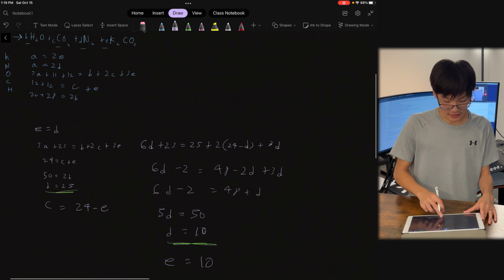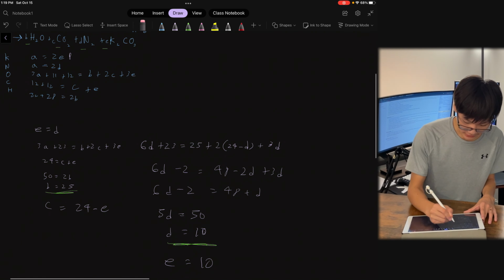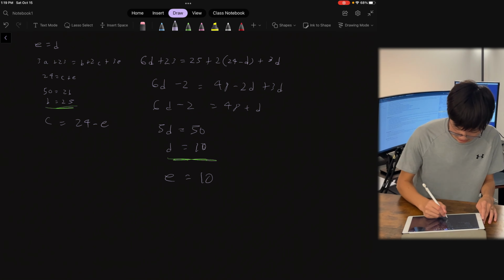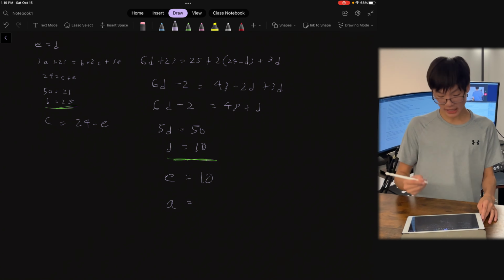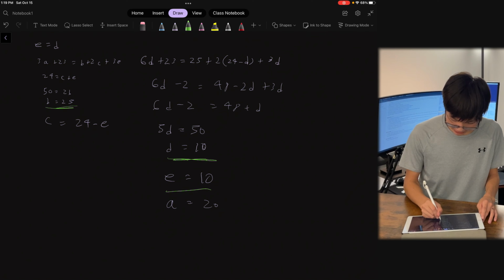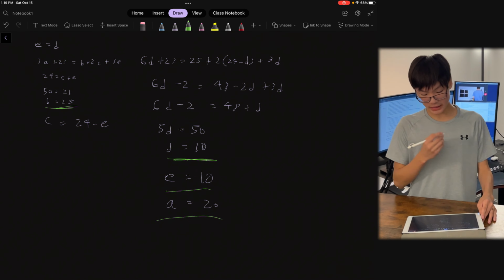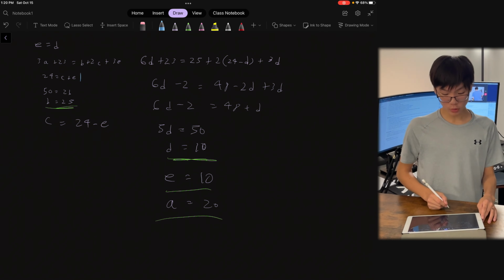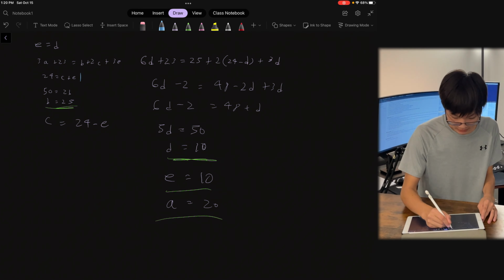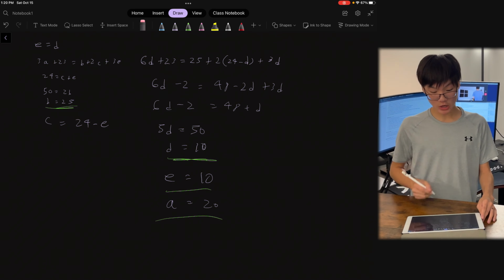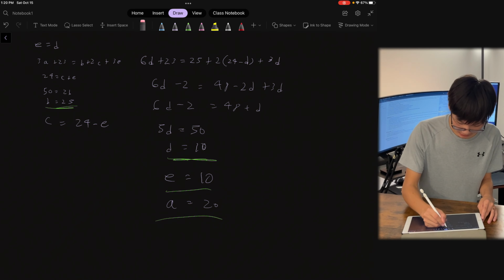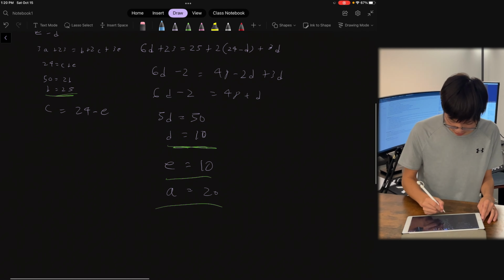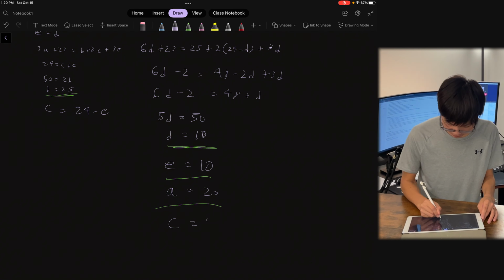And we also know that A is equal to 2E and A is equal to 2D. So now we also know what A is. A is going to be 2 times 10, which is 20. So now we know A, B, E, and D. And now how do we find C? We have this equation right here, which is 24 is equal to C plus E. And since E is equal to 10, we can subtract 10 from both sides, giving us C is equal to 14.